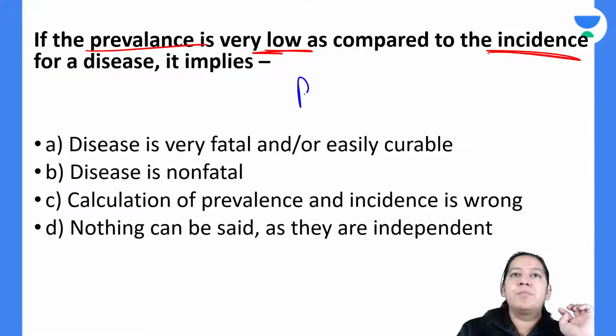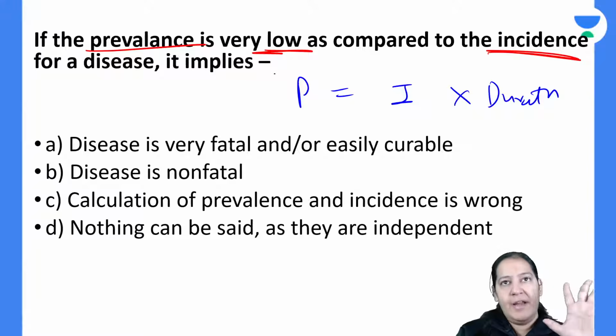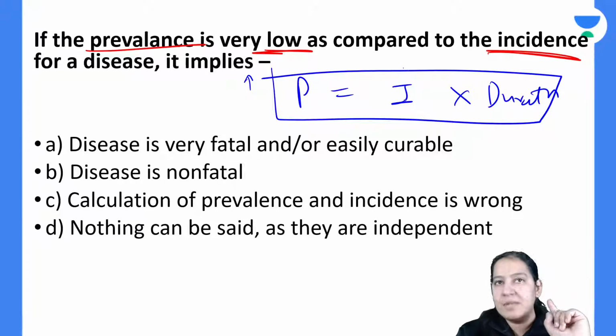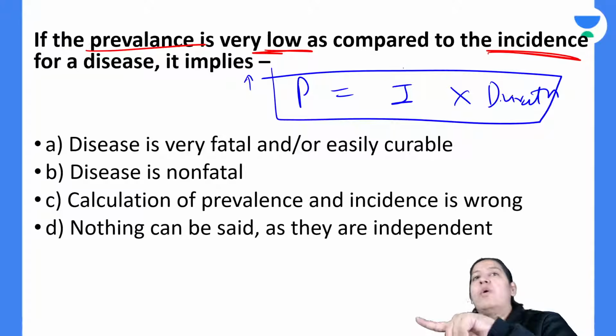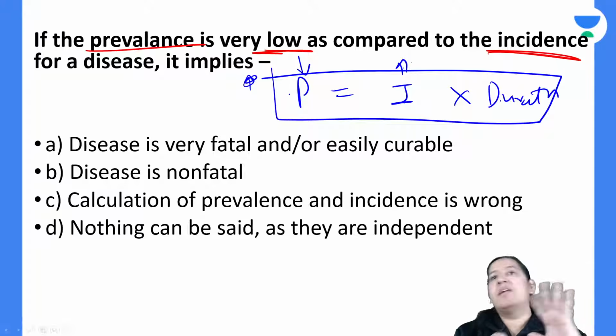You tell me. Prevalence is equal to incidence into duration. Looking at the formula, the value of prevalence is always more than incidence, because when you do incidence into duration, you get prevalence. But you are saying prevalence value is low as compared to incidence. Incidence is high, but prevalence is low. When can it happen?